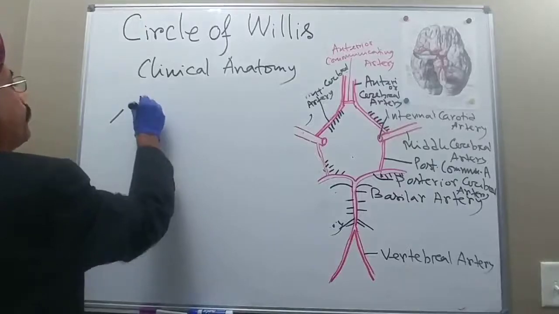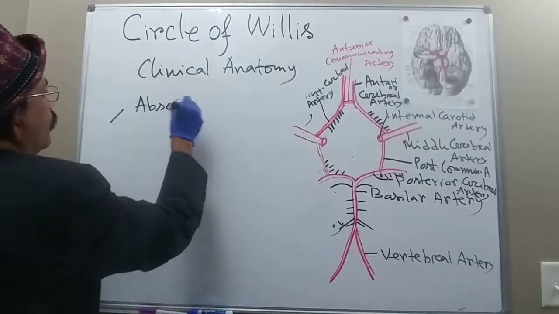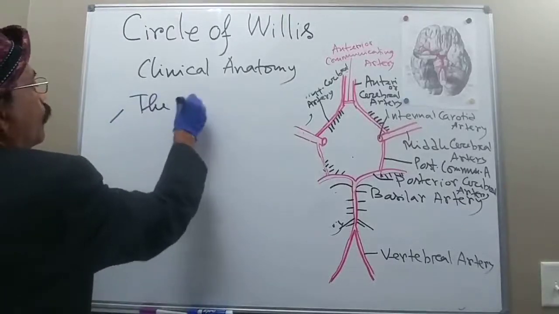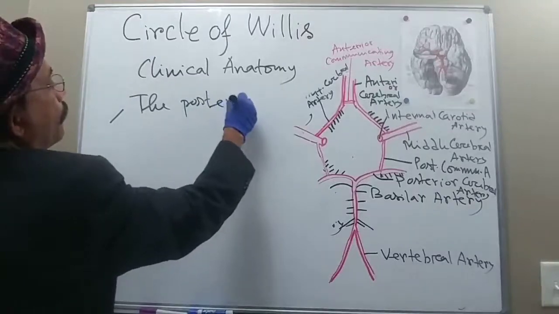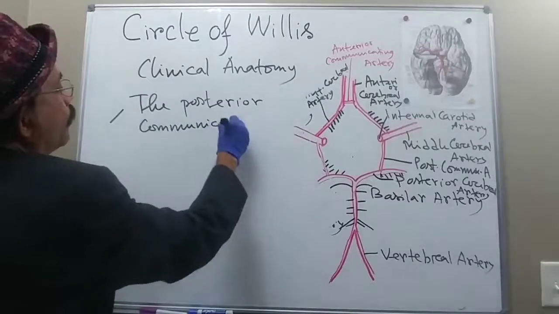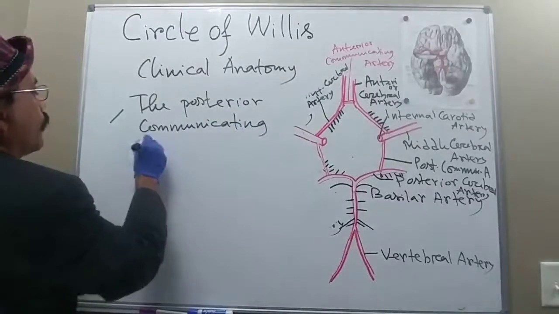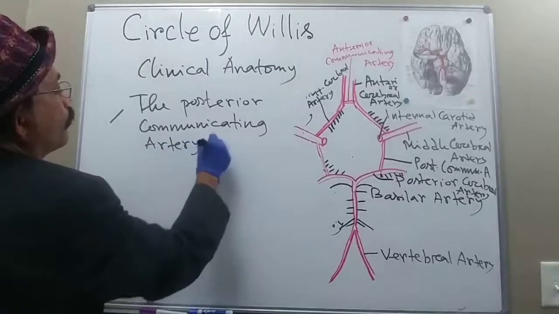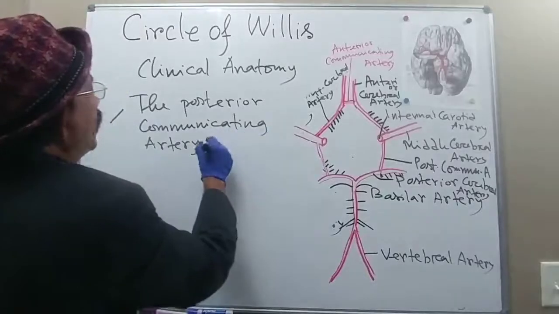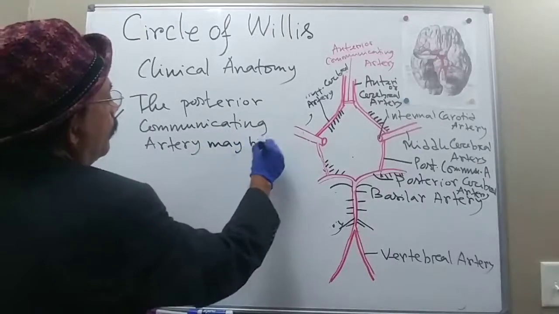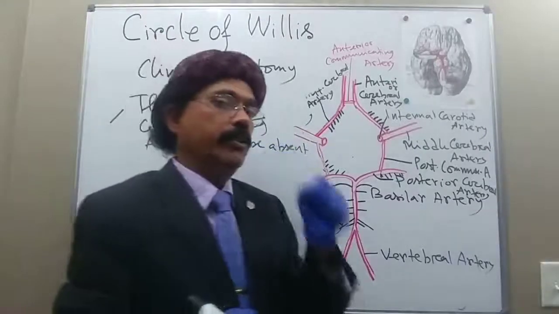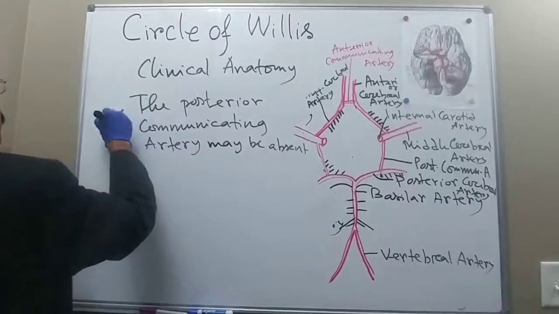Okay, so there may be absence of the posterior communicating artery. We may say the posterior communicating artery may be absent. If it is not absent, it may be very narrow and attenuated. That is a possibility. One.